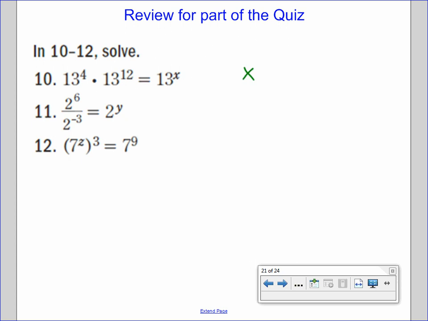Absolutely. And so 4 plus 12 would equal my exponent x, and that would be 16. When we take a quotient of powers, my shortcut operation with exponents is subtraction. So even if I have negative exponents, I can still do top exponent minus bottom exponent. So for us, top exponent 6 minus bottom exponent negative 3 would be 6 minus a negative 3. That in turn equals 9. And so y would have to equal 9.